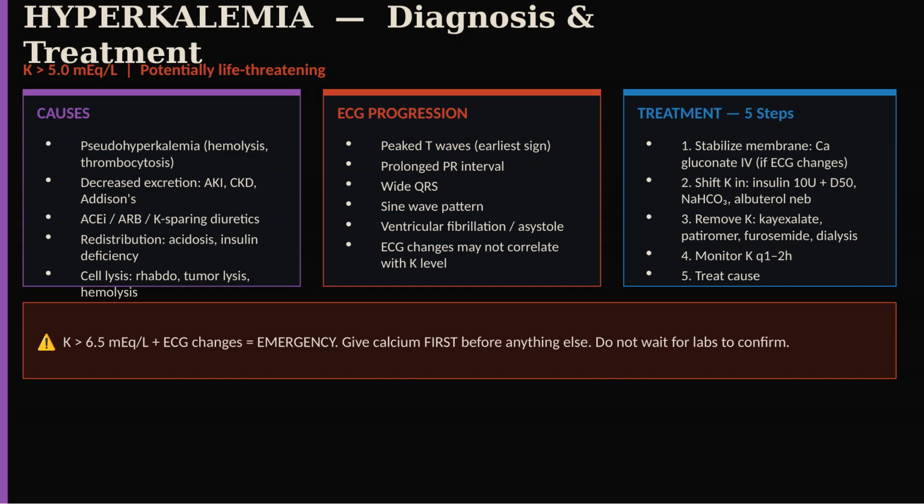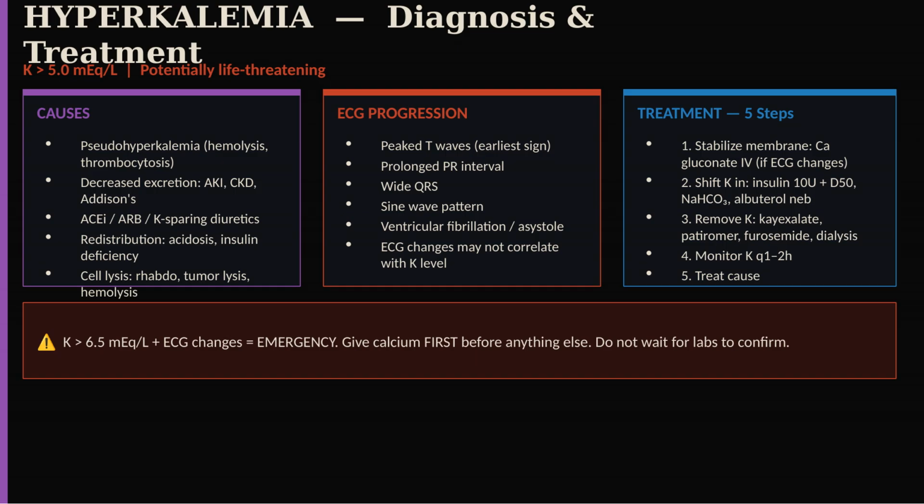The ECG progression is your clock. Peaked T waves first, then a lengthening PR, then a widening QRS, then the ominous sine wave, then VF, or asystole. But here's the catch you must respect. ECG changes don't reliably track the potassium level. Some patients sine wave at 6, others look fine at 7. Don't be reassured by a clean tracing.